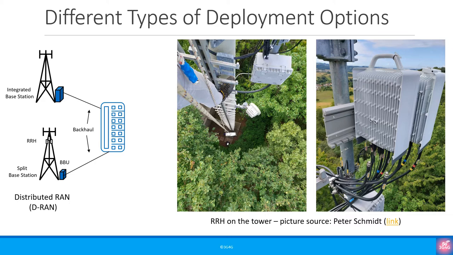This is a long tower, so here the RRHs are up next to the antennas to avoid RF cable loss. The important thing to remember is that the DRAN allows all kinds of backhaul. We have a tutorial on backhaul if you want to learn more about backhaul types.